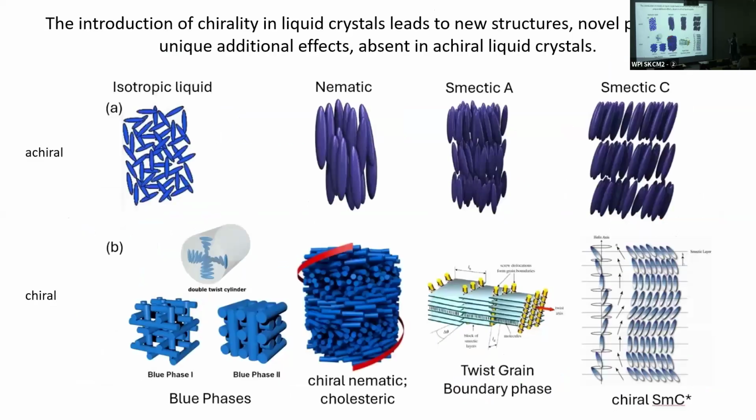Okay, and now we introduce chirality. So we take our isotropic liquid, an achiral liquid. We do the same thing, make this out of the chiral molecules. So we get a chiral isotropic liquid. What's the difference between a chiral isotropic liquid and an achiral one?